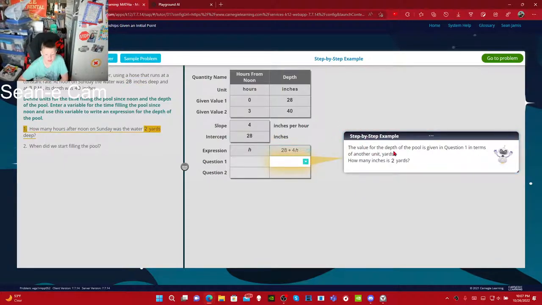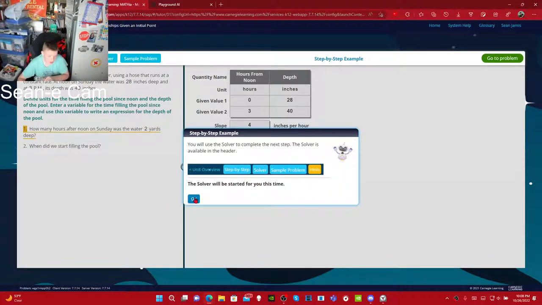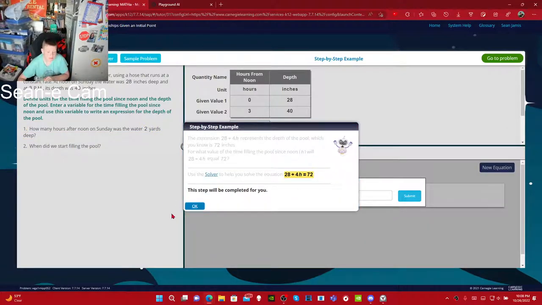The value for the depth of the pool is given in question 1 in terms of another unit, yards. How many inches is 2 yards? Oh, I didn't know. Well, you do it times 36. And it'll input the problem for us.